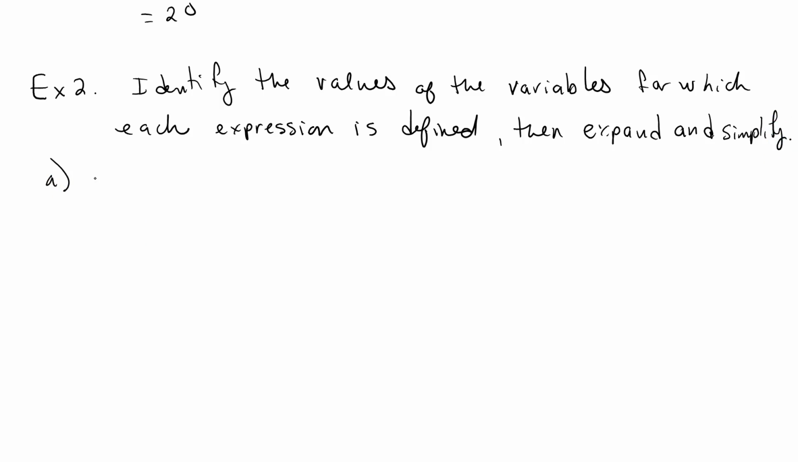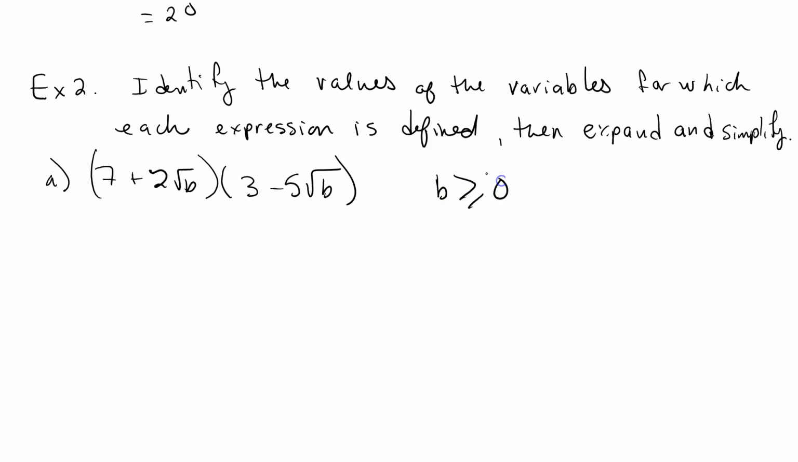A. 7 plus 2 root b times 3 minus 5 root b. Now this is really easy. We know that b must be greater than or equal to 0 because the number underneath a radical, or the radicand, cannot be negative. And now we are going to simplify just as we did with the radicals with simple numbers. We're going to use our happy little rainbows, and we are going to FOIL it out.